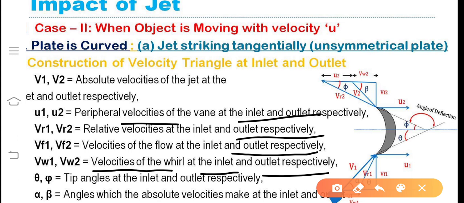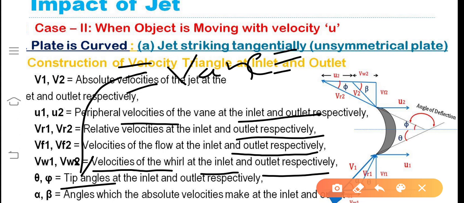Tip angles theta and phi. Tip angles or vane angles or blade angles. All these three words are equivalent. Tip angle is equivalent to vane angle, which is also equivalent to blade angle. Okay? No difference. Just the words are different in different books if you refer to different authors' books.